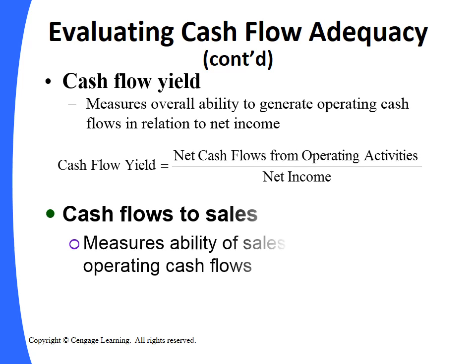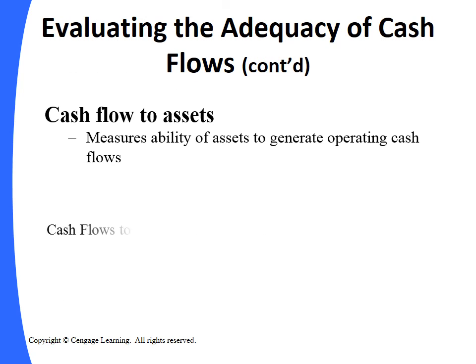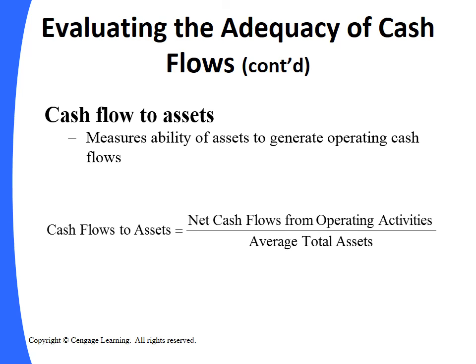So we've talked about the cash flow yield, which is how much cash flow from operations we can get based on our net income. Cash flow to sales. How much cash flow from operations can we get from net sales? Cash flow to assets. Given the amount of assets, how much cash flow from operating activities can we make?